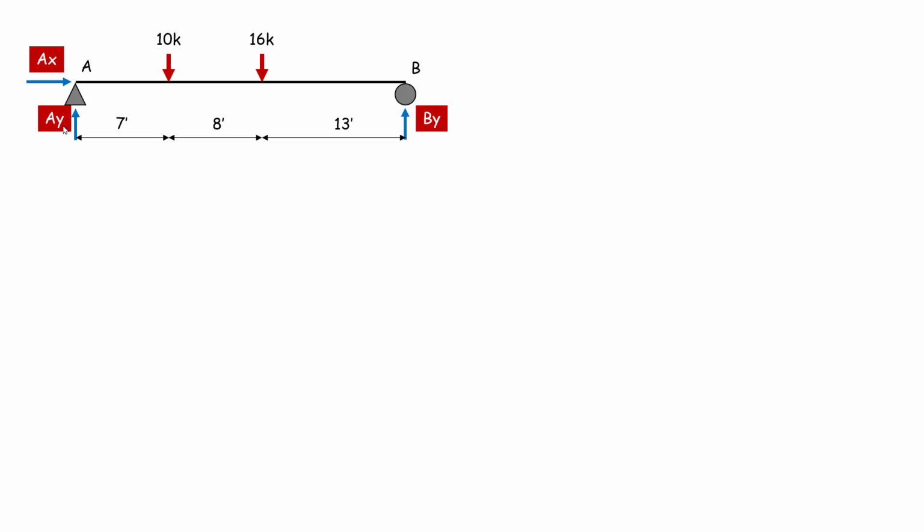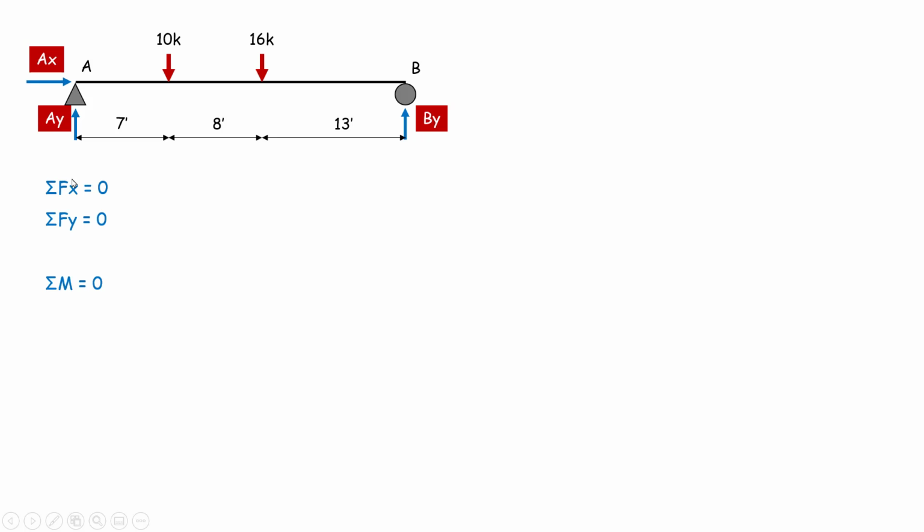Now we need to solve for the reactions, which means we need to solve for AX here, AY and BY over here. So first, before you do anything else, what I want you to do is write down the three equilibrium equations. Sigma Fx equal to 0, sigma Fy equal to 0, and sigma moment equal to 0. The next step, before you start writing the equations, is to write the sign convention for each of the equations over here.